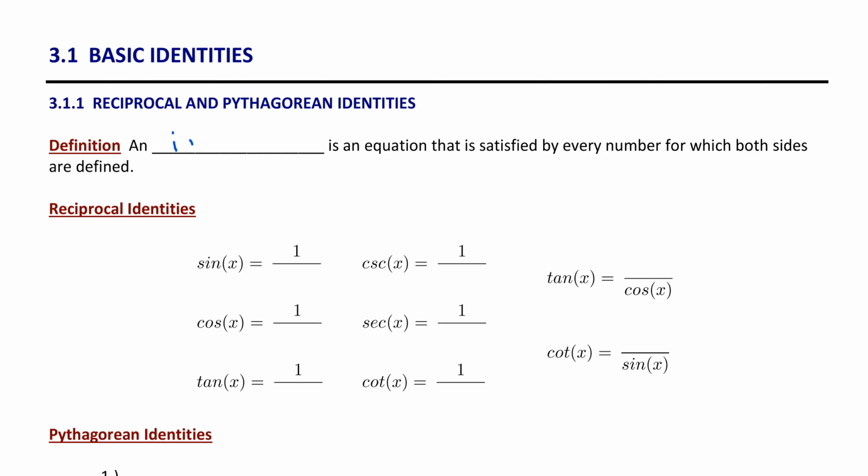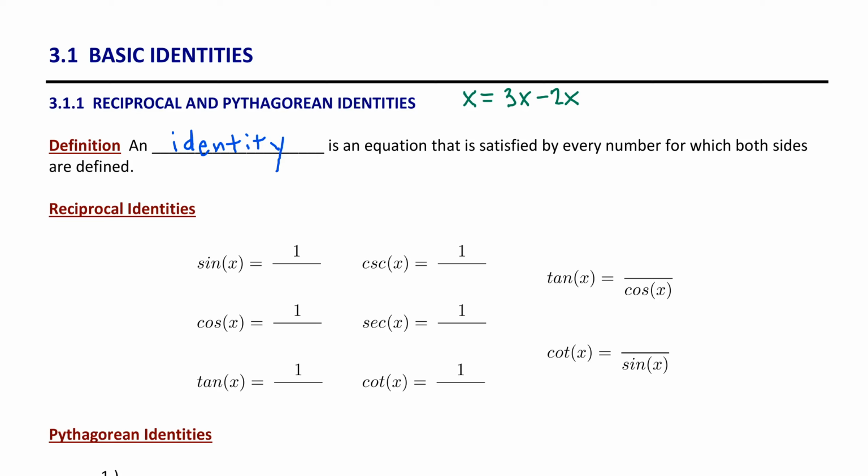An identity is an equation that is satisfied by every number for which both sides are defined. Now, if that definition doesn't clarify the concept, let me give you an example from algebra. An example of an algebraic identity would look something like this: x equals 3x minus 2x.